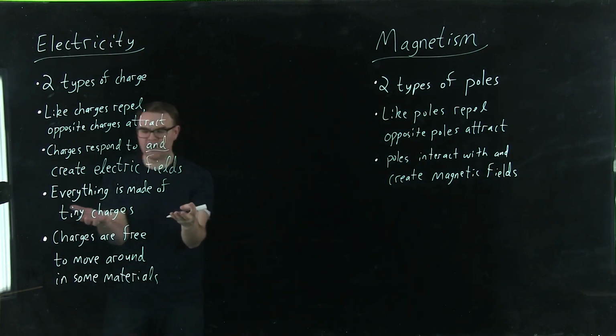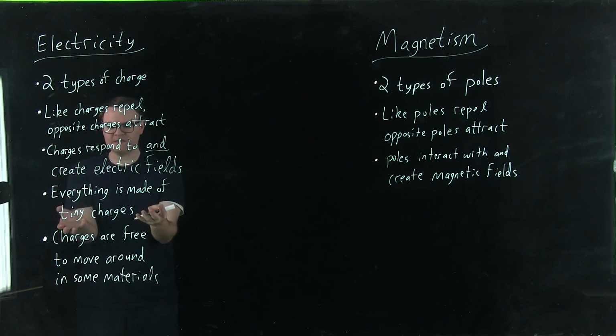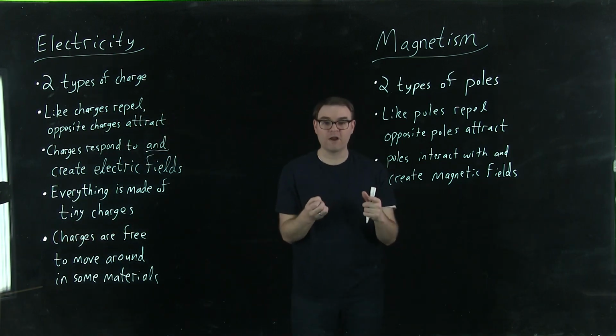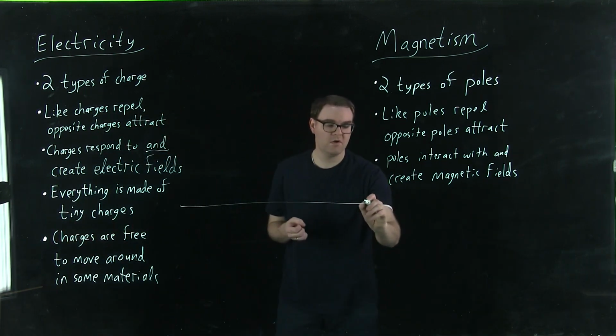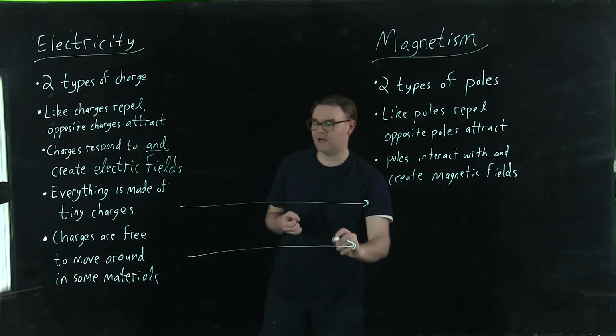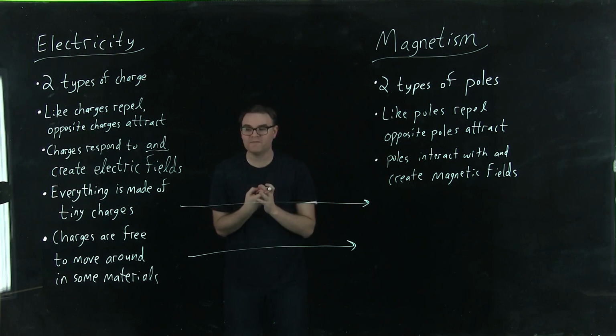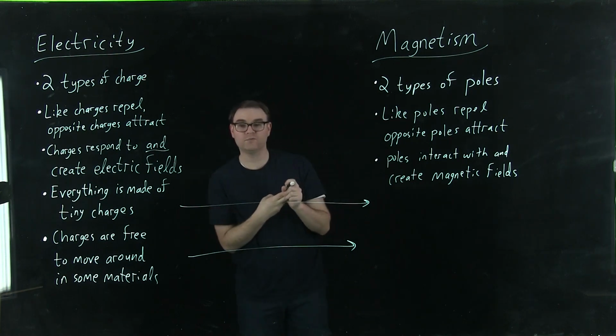And then I've also got these other two pieces of the model. Everything is made of tiny charges, and charges are free to move around in some materials. And I want to think about, are there parallel versions of this for magnetism? Are all the materials out there in the real world made of tiny magnets or magnetic poles? And then are those poles free to move around?